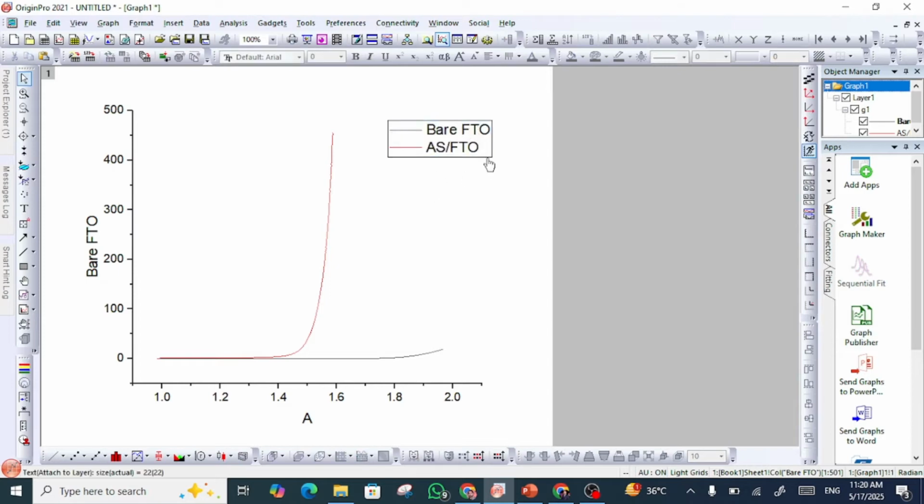But in our case, our material that I have mentioned as deposited on FTO shows a very good catalytic activity and it shows a current density of around 450 milliampere per centimeter square. And now I will read the potential at the current density of 10 milliampere. I place the cursor here, 10.5, so we'll take it. It is 1.45 volt.